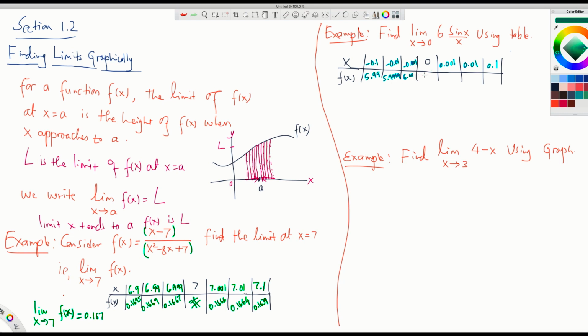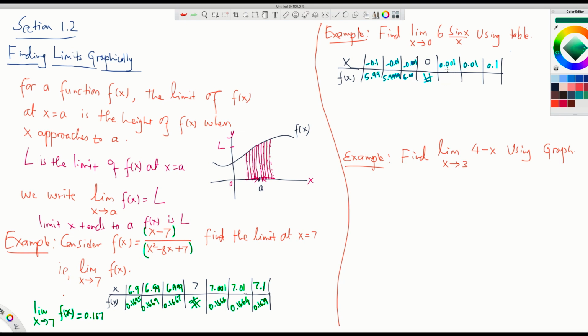Okay, so we don't have to worry about the value at 0. No worries, because we will be checking the height only at the points close to 0. Not at 0, close to 0. From the left side, check the height. From the right side, check the height.